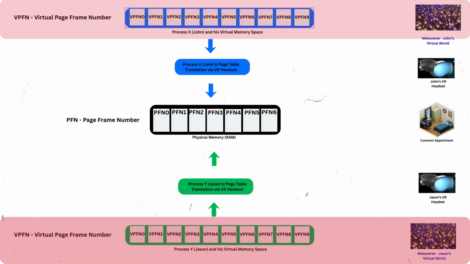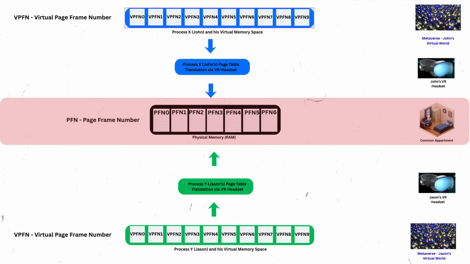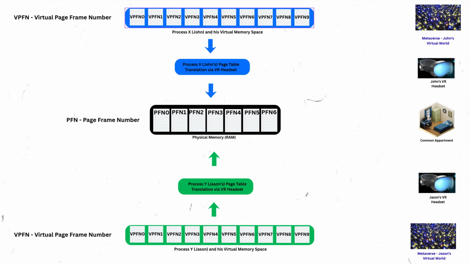So, to summarize this diagram, each process gets its own virtual memory space, isolated and private. The page table translates the virtual page to a physical page frame. The physical memory or RAM is limited and shared among all processes. So in short, John and Jason may live in their own separate metaverses, but behind the scenes, both their workloads are carefully mapped onto the same real limited RAM, thanks to the magic of virtual memory and page tables.